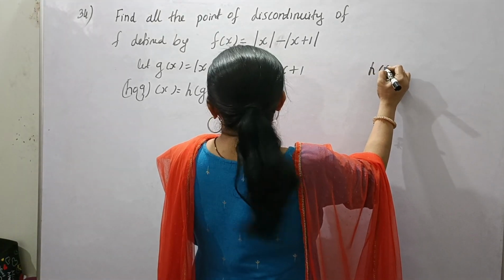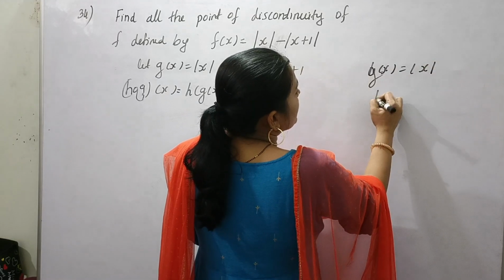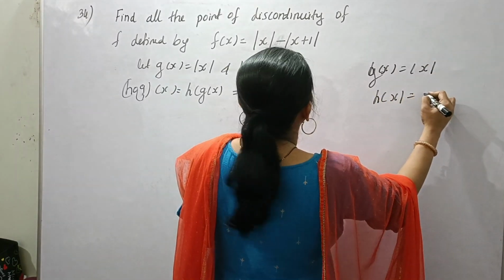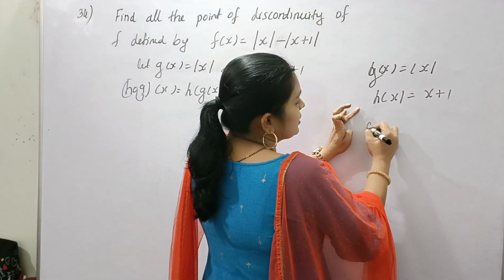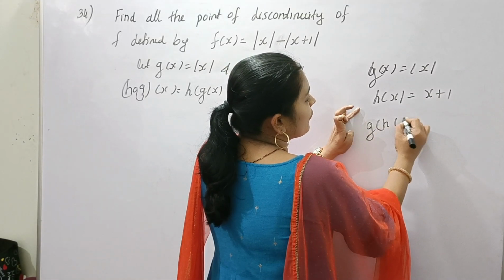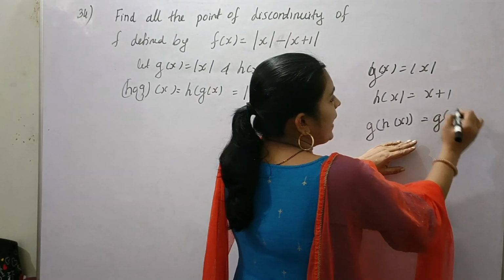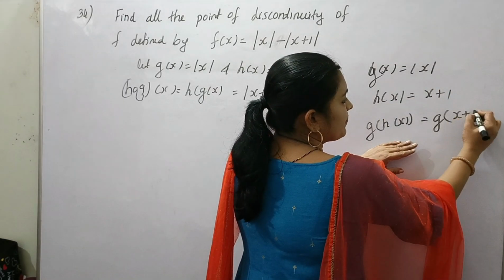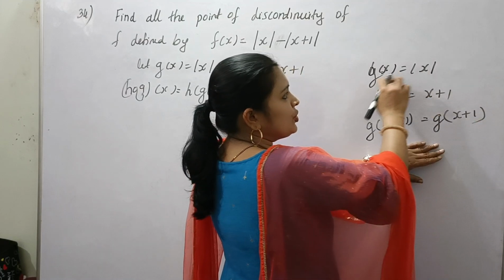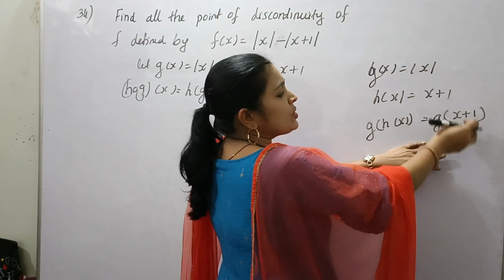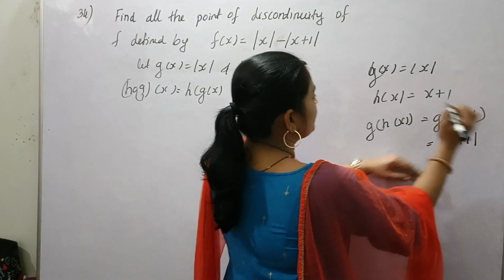Here g(x) = |x| and h(x) = x + 1. So here we will write g of h of x. What is g of h of x? h of x is x + 1. Now here we will find g of x + 1. g of x is |x|, so substituting x + 1, that is |x + 1|.